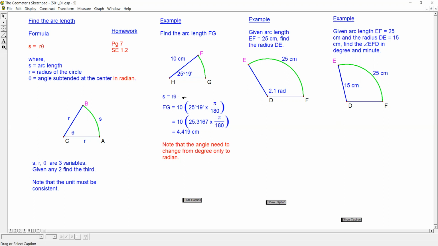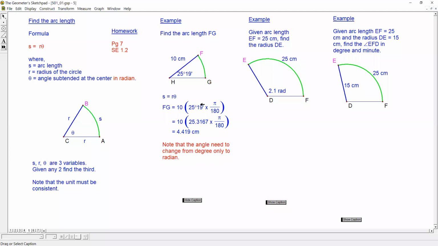Then I see R theta. So what is R? I look at the diagram here. R is 10, so I put down 10. Then what is theta? Theta is 25 degrees 19 minutes. Can I put down 25 degrees 19 minutes? Cannot. Because if you want to use this formula, the angle has to be in radian, but your angle is given in degree.